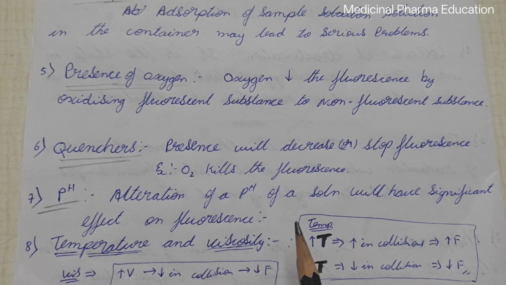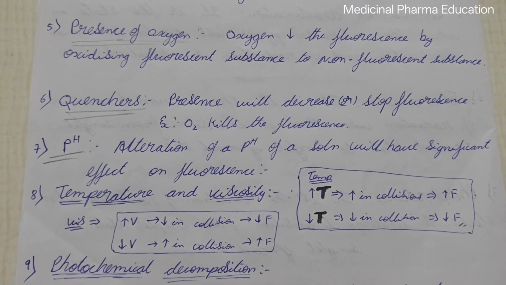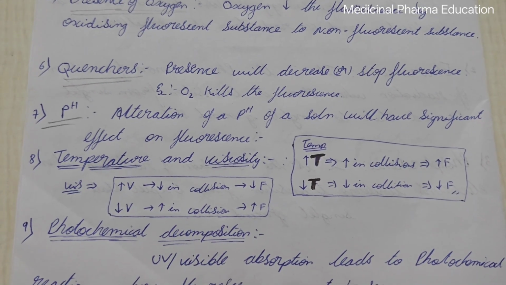Alteration in the pH of the solution will have a significant effect on the fluorescence. In every instrumentation or every technique, the pH plays a very important role. A change in the pH will surely influence the results. Okay, next, the viscosity and the temperature.